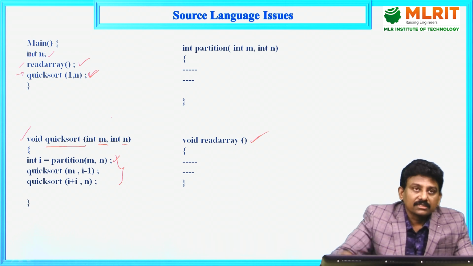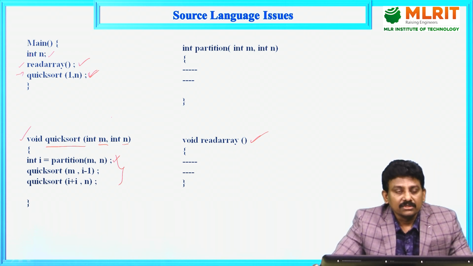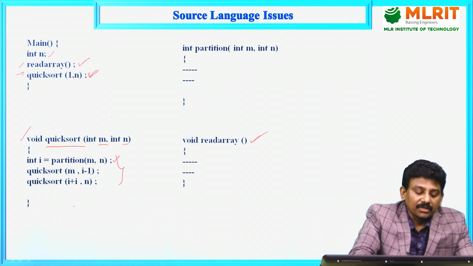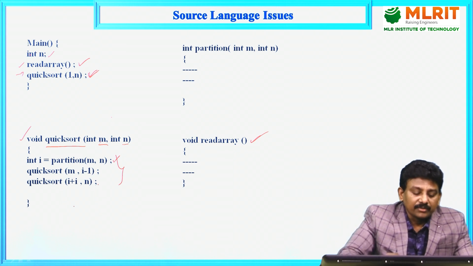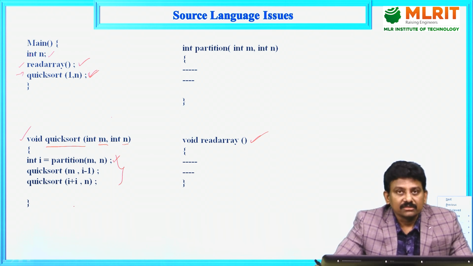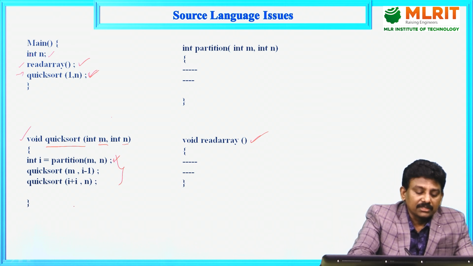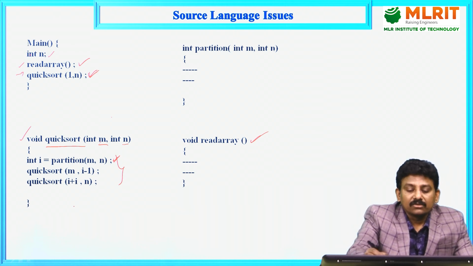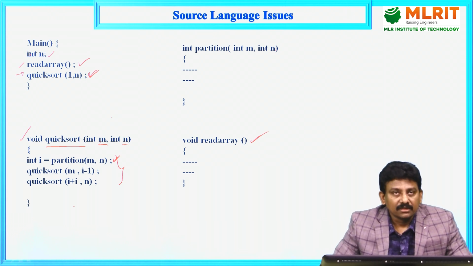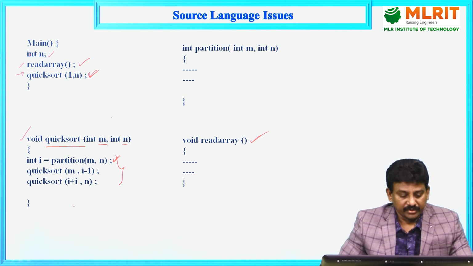The quicksort is a recursive function, that is, a procedure can call itself. That means quicksort(m, i minus 1) and quicksort(i plus 1, n), so that several activations of the quicksort may be alive at the same time. So when you call partition inside the quicksort, the control goes to the definition of the partition. There the statements will be executed. After completion of the partition, control comes back to quicksort, where the execution continues.